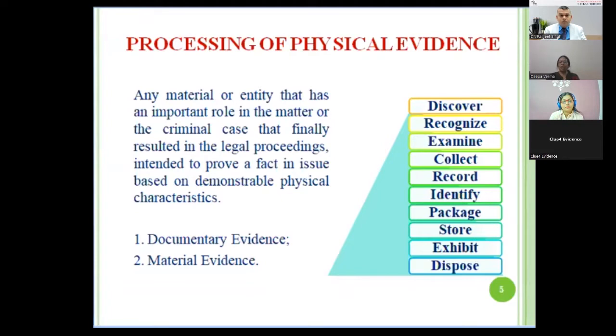So how we have to discover it, how we have to recognize it, how we have to examine it, from where it is to be collected, how it is to be recorded, identity of the document or any exhibit, how the packaging is to be done, and how it is to be stored, and exhibit marking and disposal of these exhibits. These are very, very important parts for a document examiner to see for all these factors.